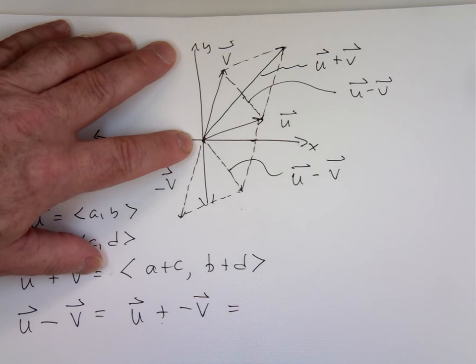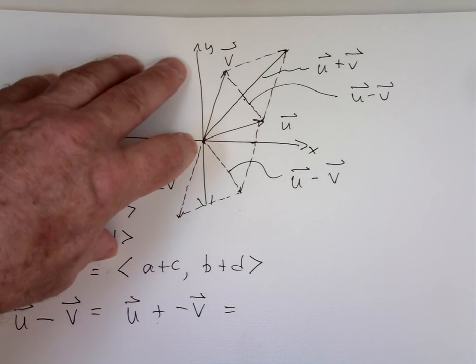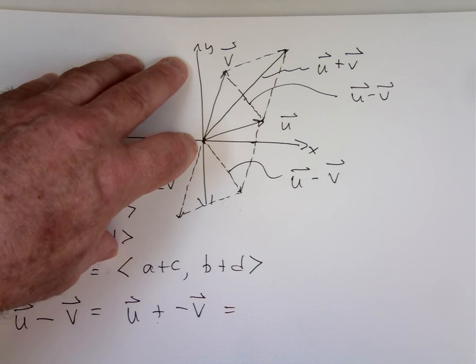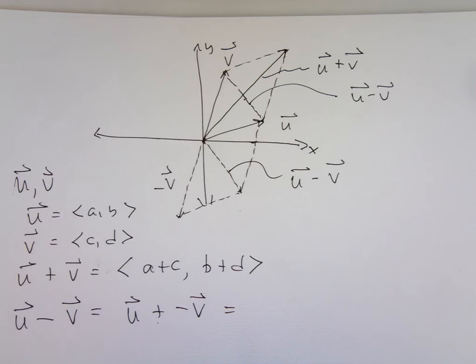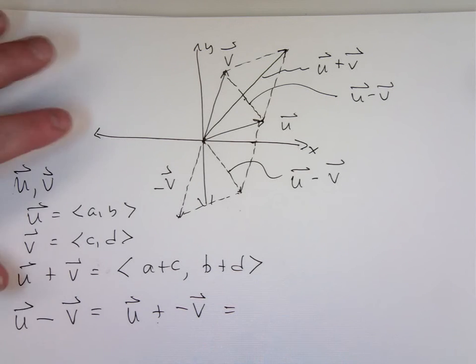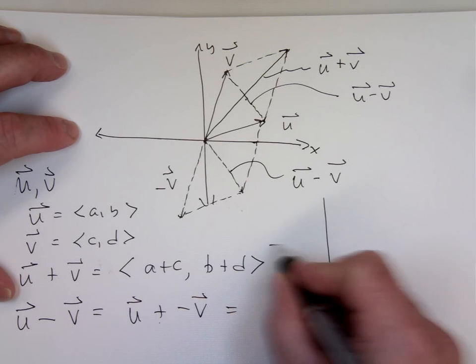Yes? Can you do u minus v on a different sketch? Say that again? Can you do the u minus v on a different graph? On a different graph? You don't like this graph? Yeah. It's hard to follow. Oh, okay. Well, let's do it with real numbers here.